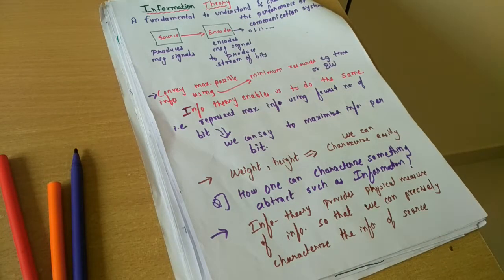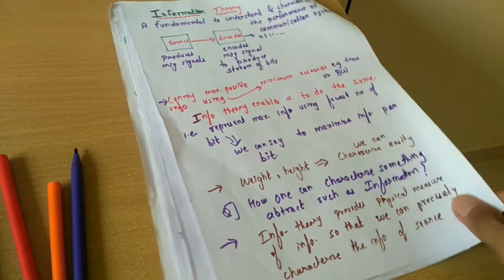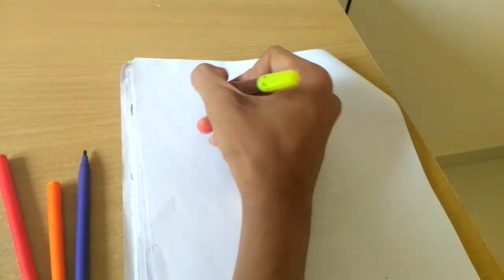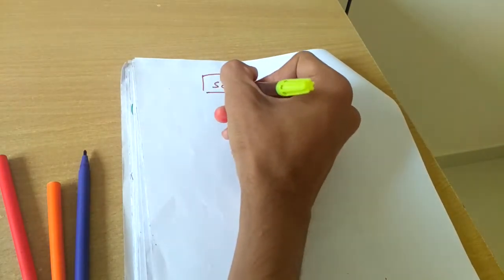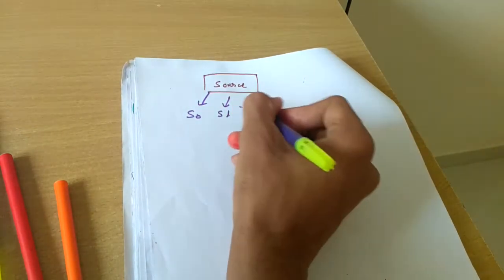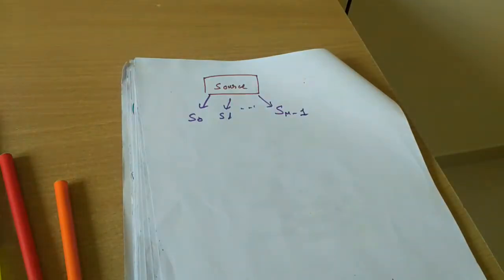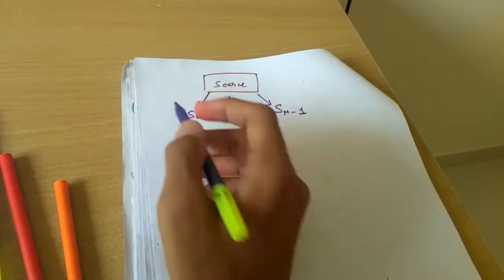So information theory is one mathematical framework, or we can say a quantitative framework. Now just consider one simple example. Let's say we have one source and it is generating symbols like S0, S1 and so on, up till, let's say, it is generating m number of symbols, so from 0 to m minus 1.